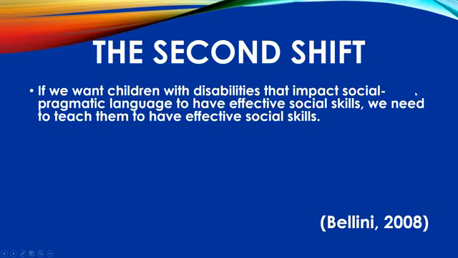So the first thing, again, obviously, is that more often than not they want to, they just don't know how to. So let's move on to the second shift. That just leads right in. If we want children with disabilities that impact their pragmatic language and their social cognitive skills to have effective social skills, we need to teach them to have effective social skills.